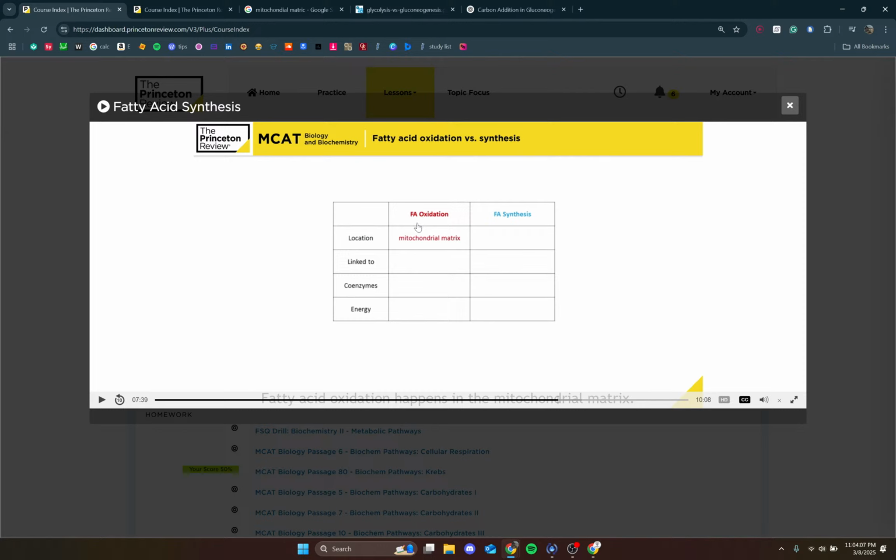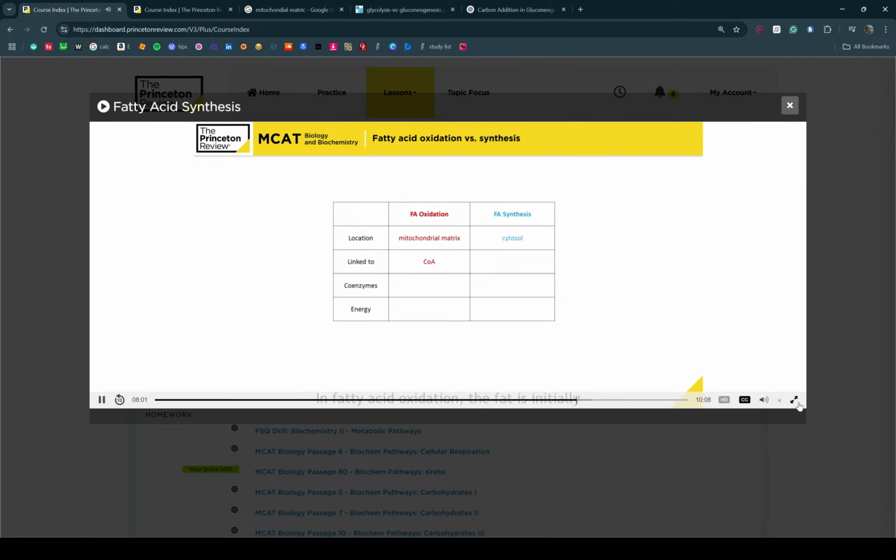Fatty acid oxidation happens in the mitochondrial matrix. It initiates in the cytosol, but then gets shifted into the matrix for the actual oxidation steps. Fatty acid synthesis occurs in the cytosol, and often, opposite pathways will be found in different locations of the cell to keep the enzymes separate, so we don't run these as cycles at the same time.